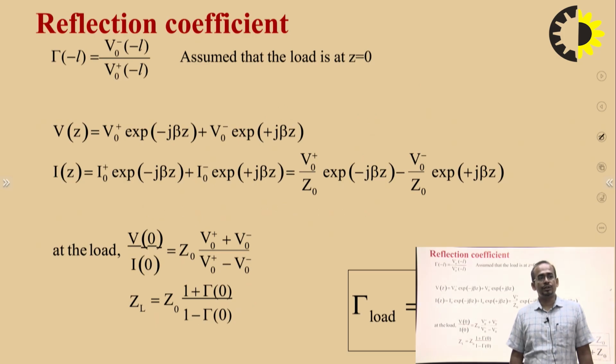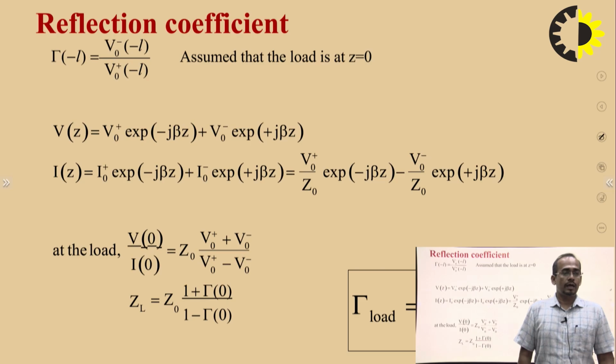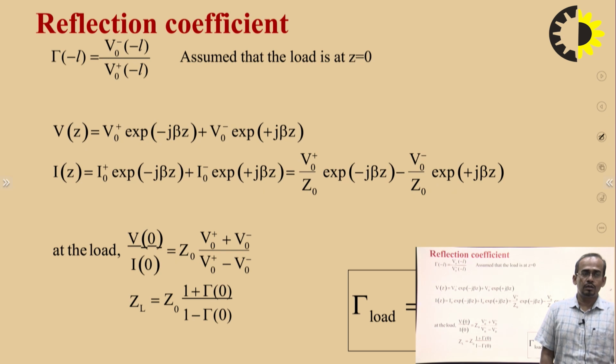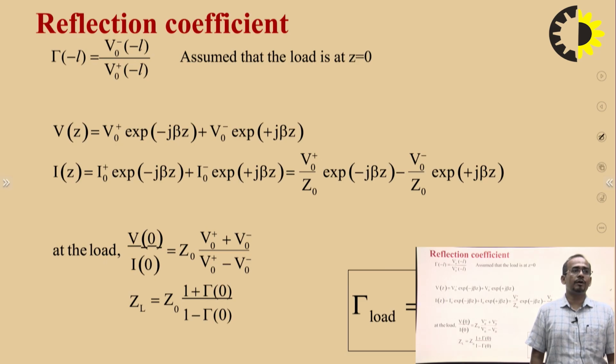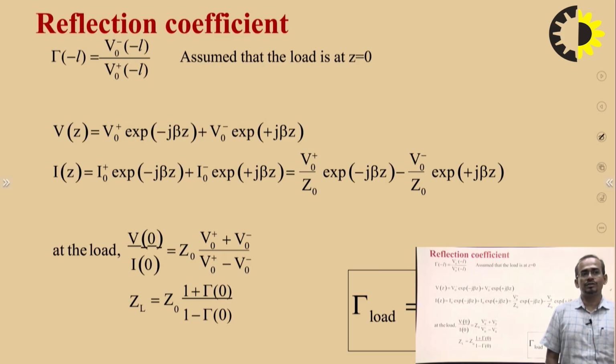Now what is the reflection coefficient? Similarly, we can define gamma as V0- upon V0+, by assuming that the load is at z = 0. So Vz = V0+ e^(-jβz) + V0- e^(jβz). And what will be the value of Iz? Iz is nothing but I0+ e^(-jβz) + I0- e^(+jβz).